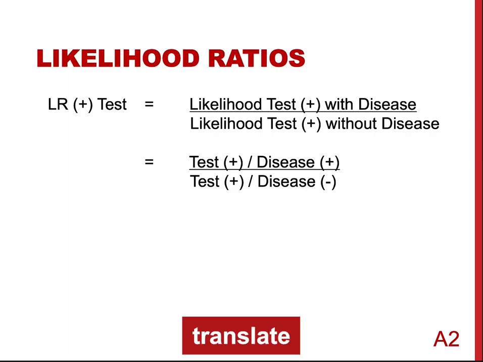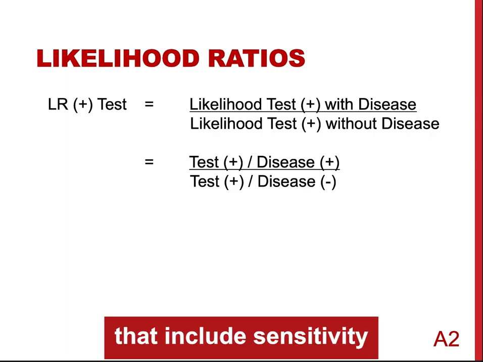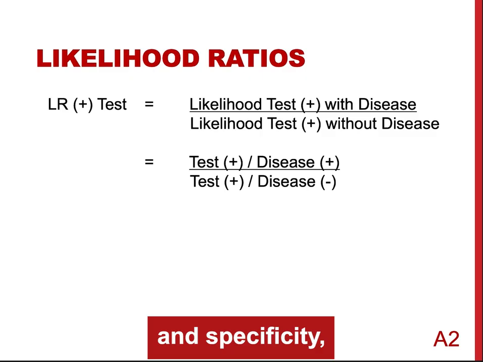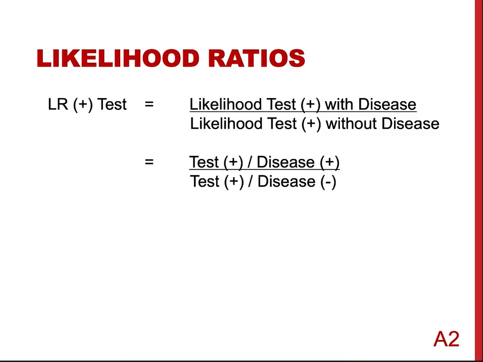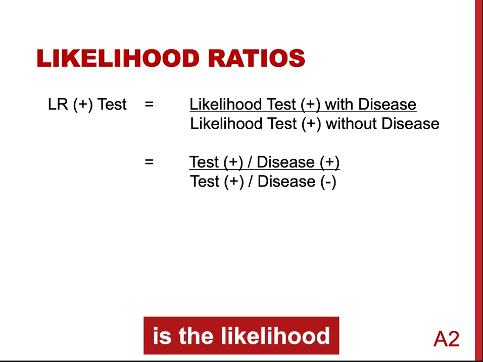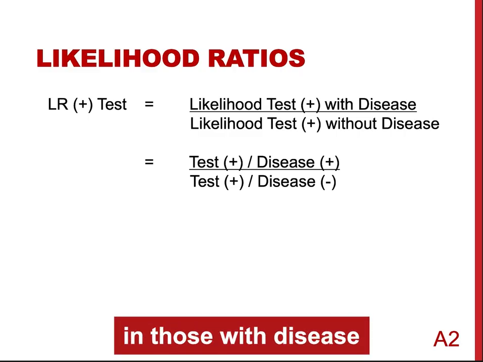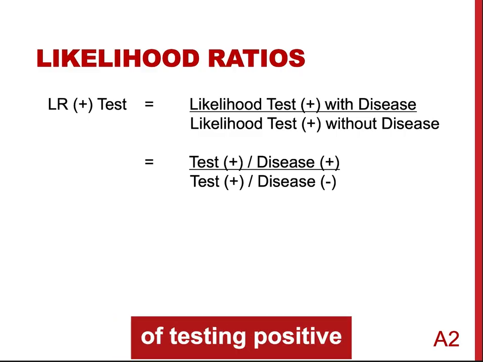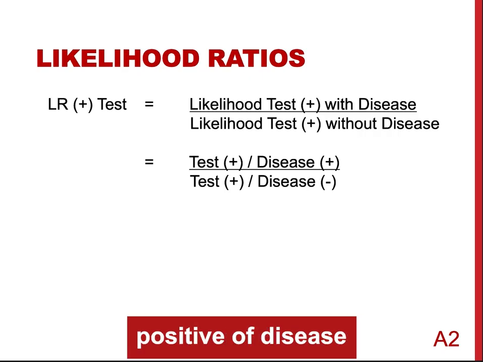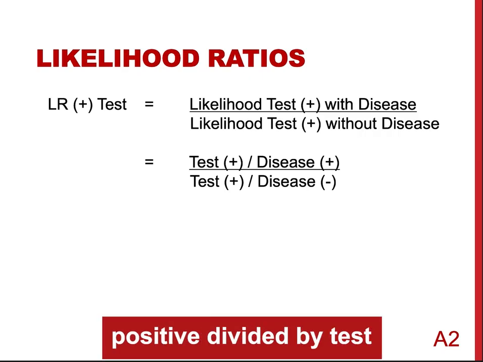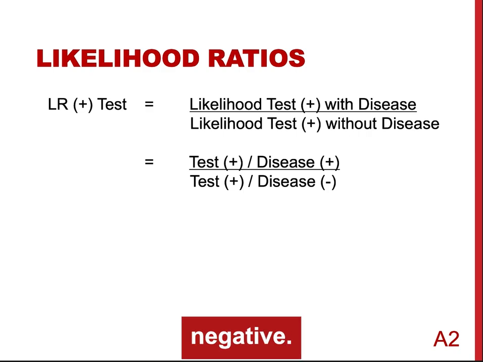These formulas translate into the same formulas that include sensitivity and specificity, but provide a better understanding of how to interpret a likelihood ratio. A likelihood ratio of a positive test is the likelihood of testing positive in those with disease divided by the likelihood of testing positive in those without disease. This simplifies to test positive of disease positive divided by test positive of disease negative.